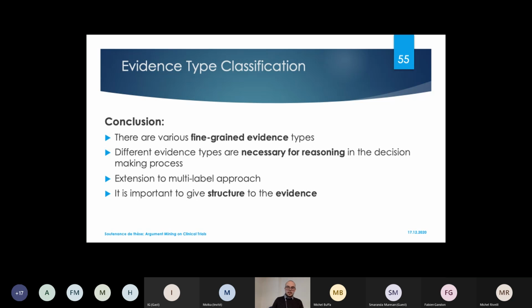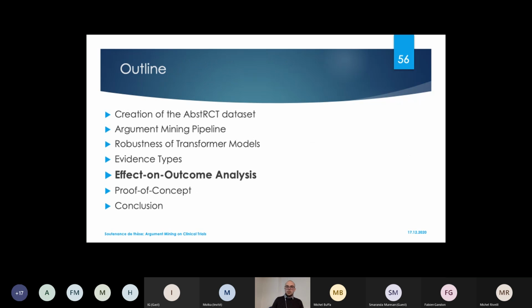However, these types refer to different facets, and they are not only necessary for the reasoning process, but also to structure the extracted evidence, to categorize them. I mean, one original goal I mentioned in the beginning was that we want to give an overview of the trial, and an overview should be structured, right? And another way to structure the trial, or the extracted information, is the effect on outcome analysis.